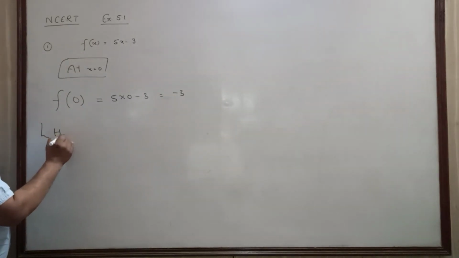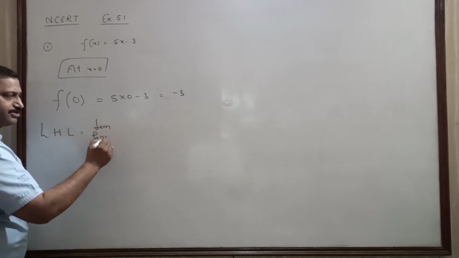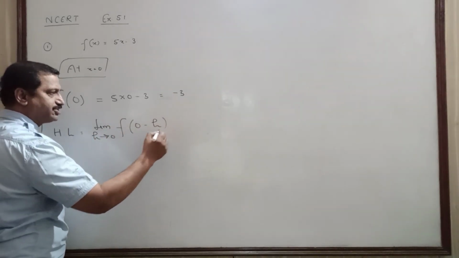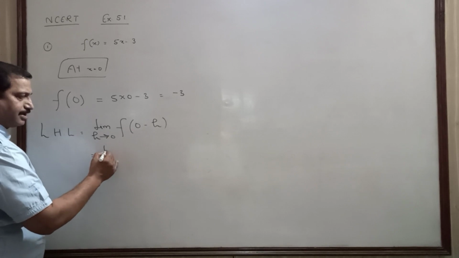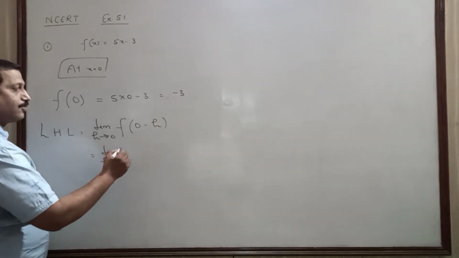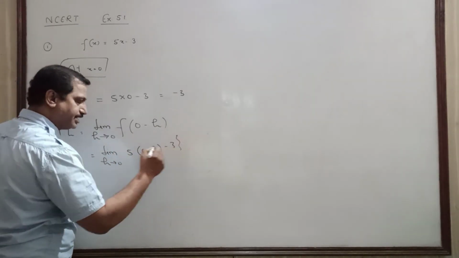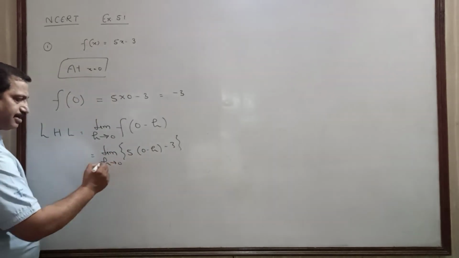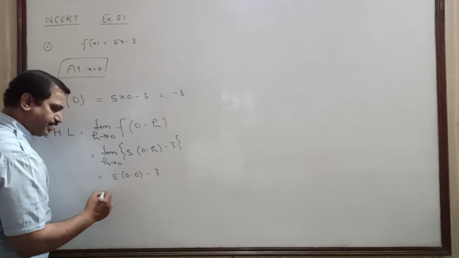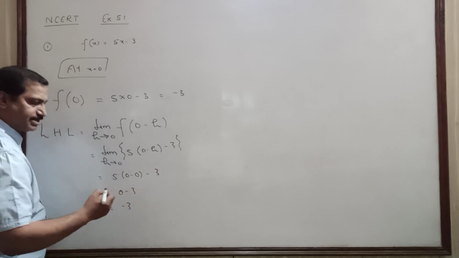Left hand limit is equal to limit h tending to 0 f(0 minus h), that means limit h tending to 0 of 5(0 minus h) minus 3. Taking limit, we get 5(0 minus 0) minus 3 = 0 minus 3 = minus 3.